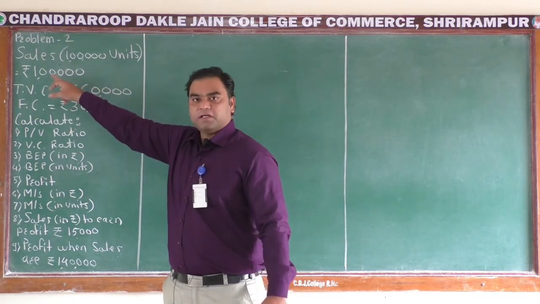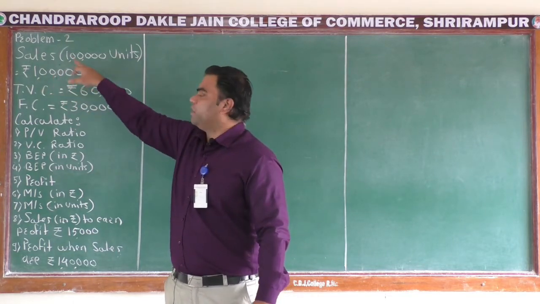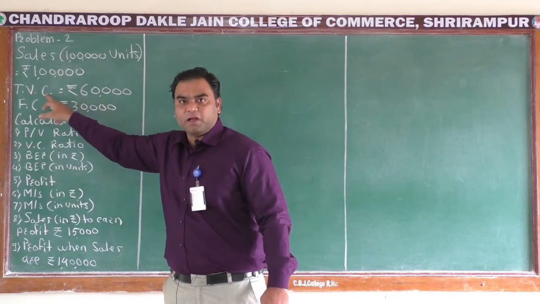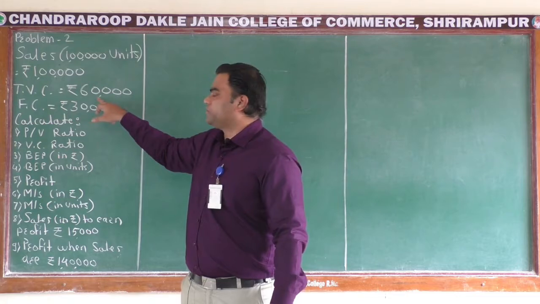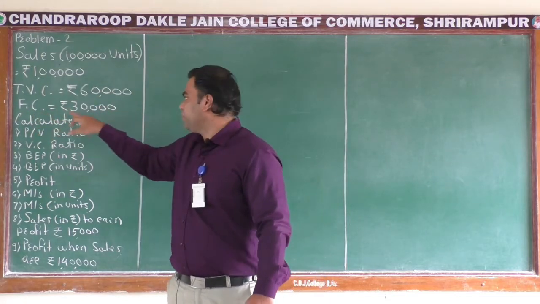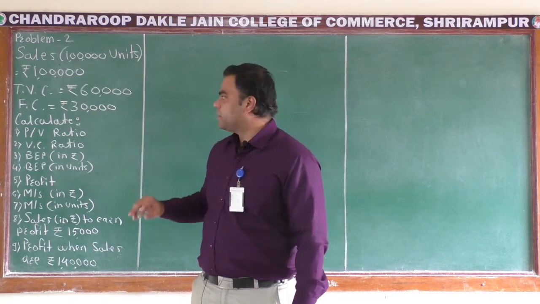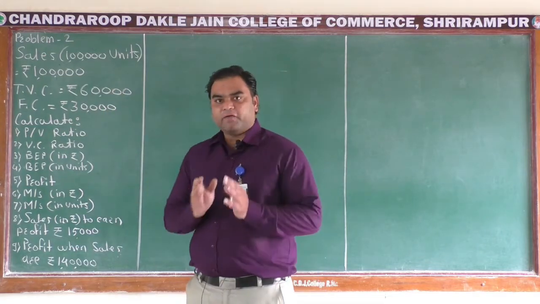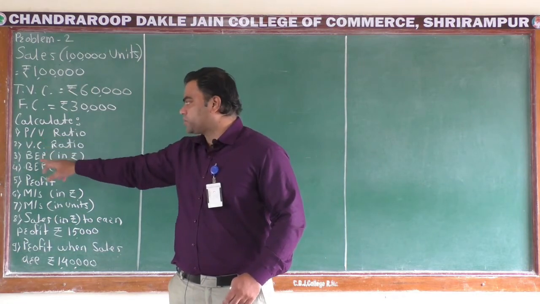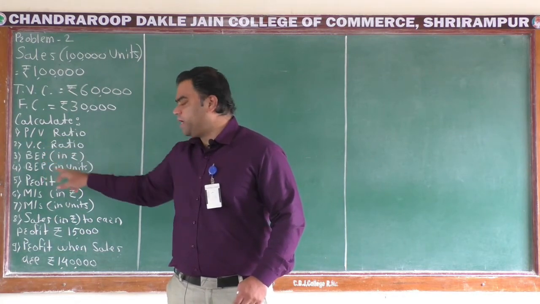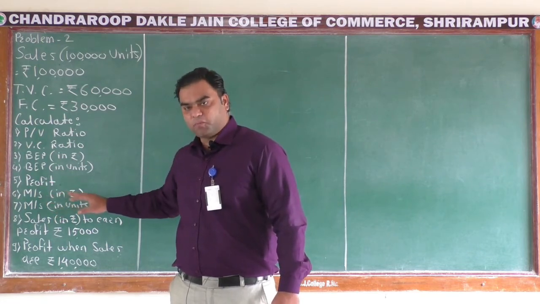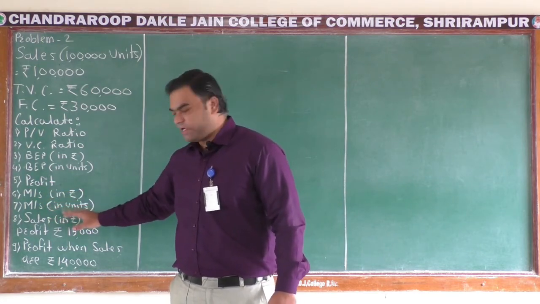So sales are rupees 1 lakh. Number of units sold 1 lakh. Then total variable cost which is rupees 60,000 and total fixed cost which is rupees 30,000. By using this data given in the problem, we are asked to calculate PV ratio, variable cost ratio, BEP in rupees, BEP in units, then profit, then margin of safety sales in rupees, then margin of safety sales in units.